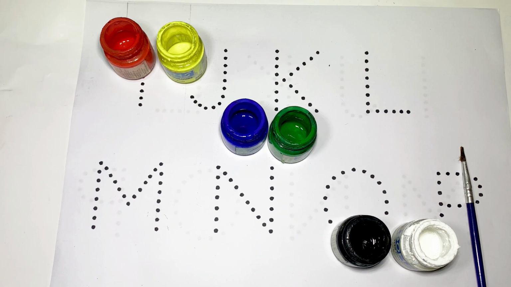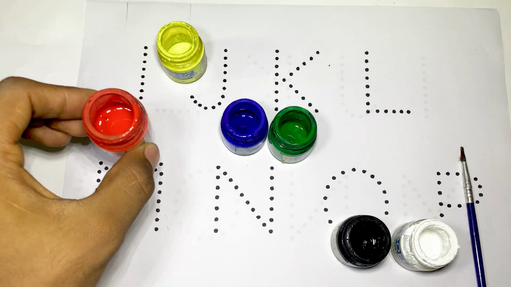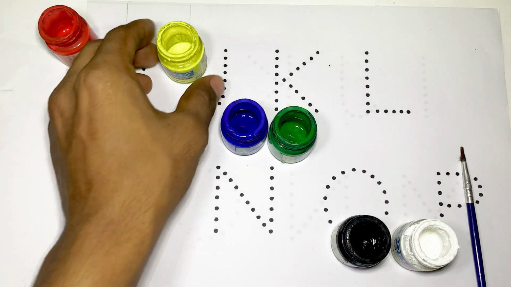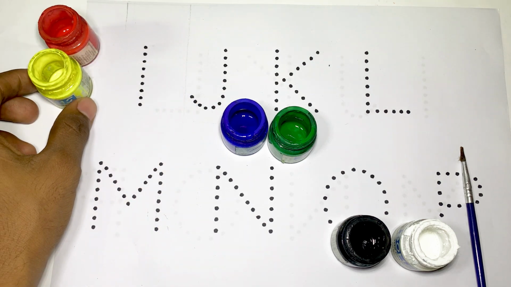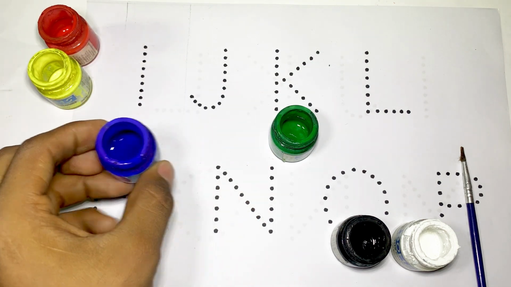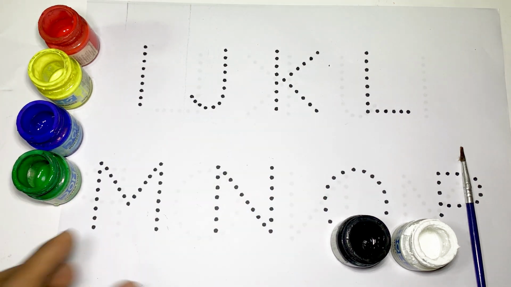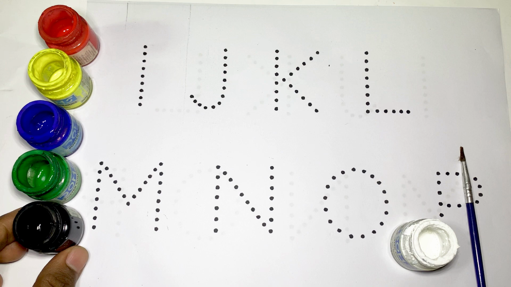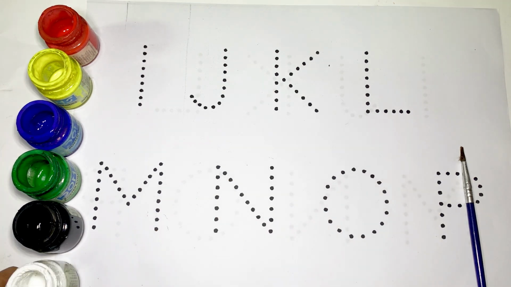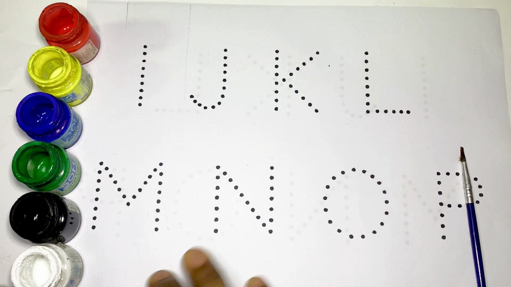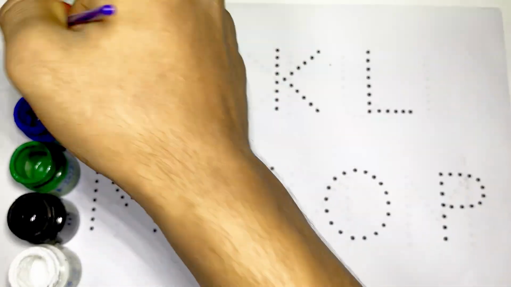Today we learn and draw alphabets. So kids, let's learn the names of the colors. Red color, yellow color, blue color, green color, black color, and white color. Kids, now coloring alphabets.